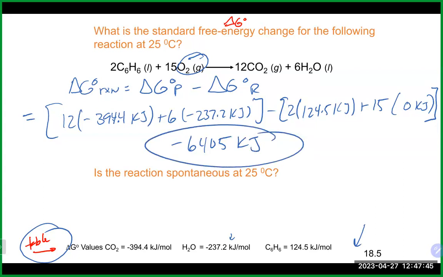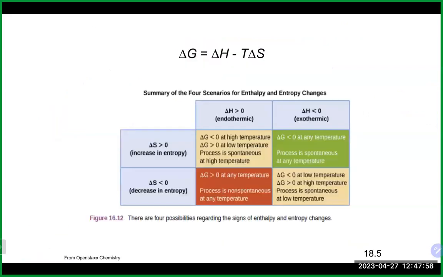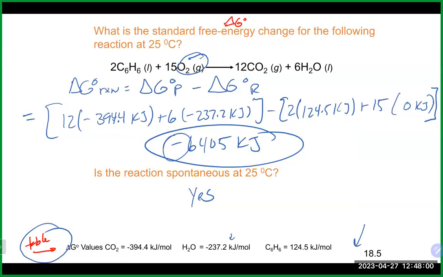Any questions on the calculation there? Is this reaction spontaneous? This reaction is spontaneous because our delta G naught there is negative. So that makes it spontaneous. Any questions on that calculation there? So again, if you're pretty much given just the equation like that, basically go to the table, do products minus reactants, and you'll get your delta G for that.